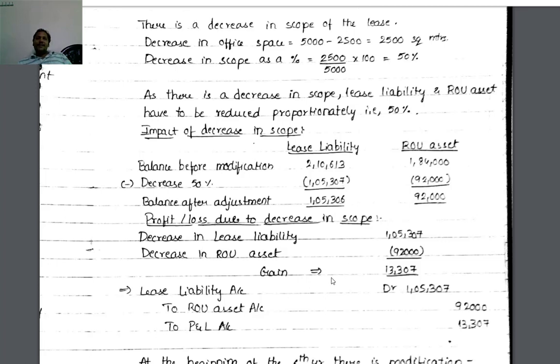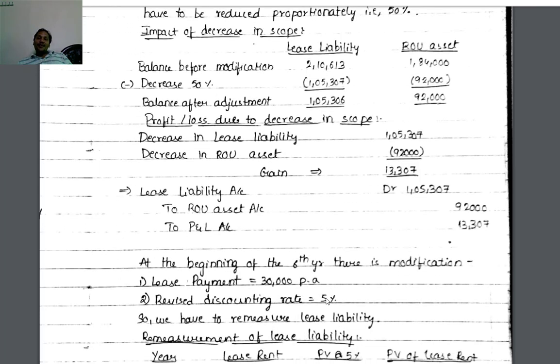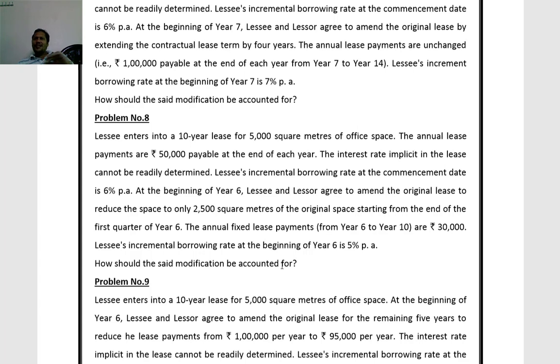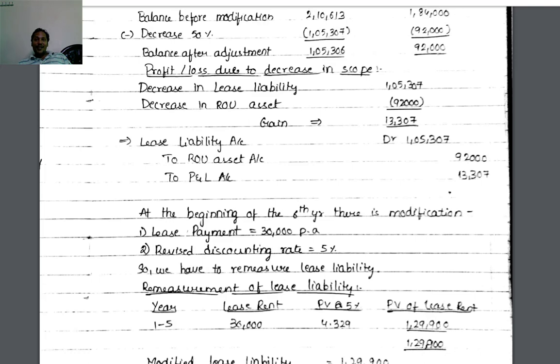Now, at the beginning of the sixth year, there is a modification. Lease rent reduces to 50%, a decrease in scope is there. The annual lease payments from year 6 to 10 are 30,000. The incremental borrowing rate at the beginning of year 6 is 5% per annum. Now we have to arrive at the revised lease liability by considering the 30,000 lease rent and the 5% revised discounting rate.